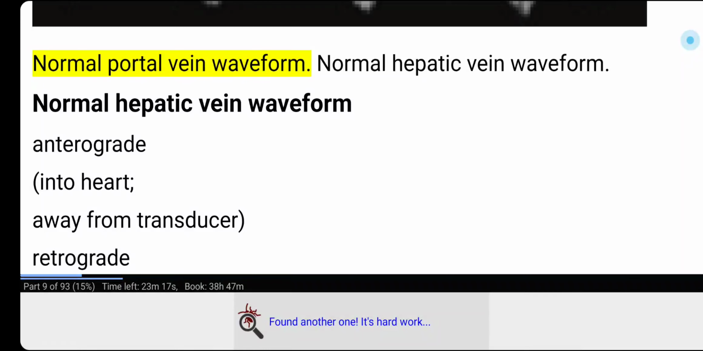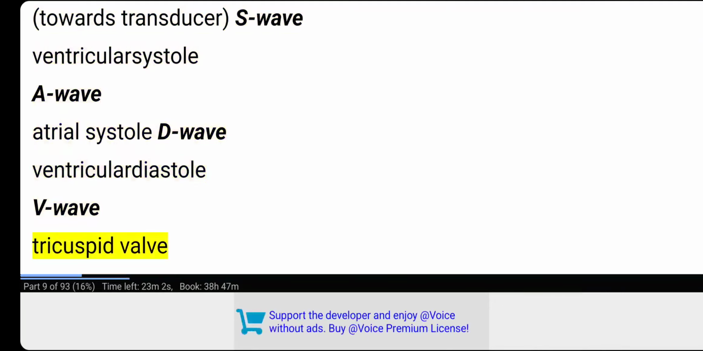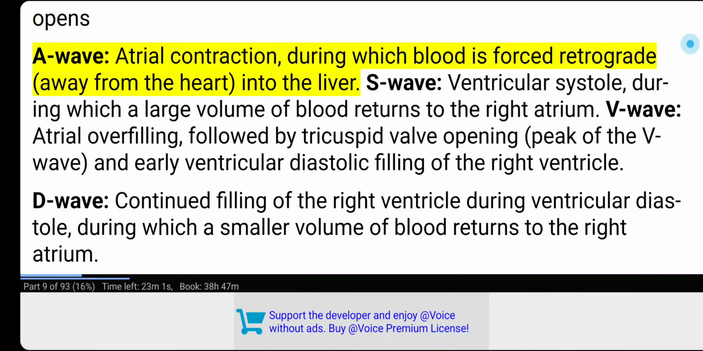Normal portal vein waveform. Normal hepatic vein waveform. Anterograde, into heart, away from transducer. Retrograde, towards transducer. S wave, ventricular systole. A wave, atrial systole. D wave, ventricular diastole. V wave, tricuspid valve opens.